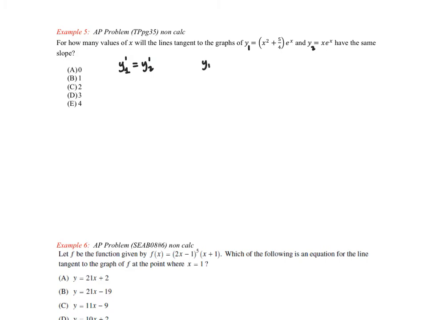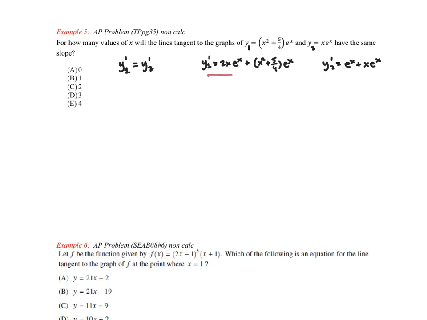Okay, so y1 prime looks like it's going to equal a little product rule work. So the derivative of the first would be 2x times e to the x plus the first times the derivative of the second, which is still e to the x. Y2 prime will equal, derivative of the first is 1, so that'll be 1 e to the x plus x e to the x. So I want to know where those will be equal.